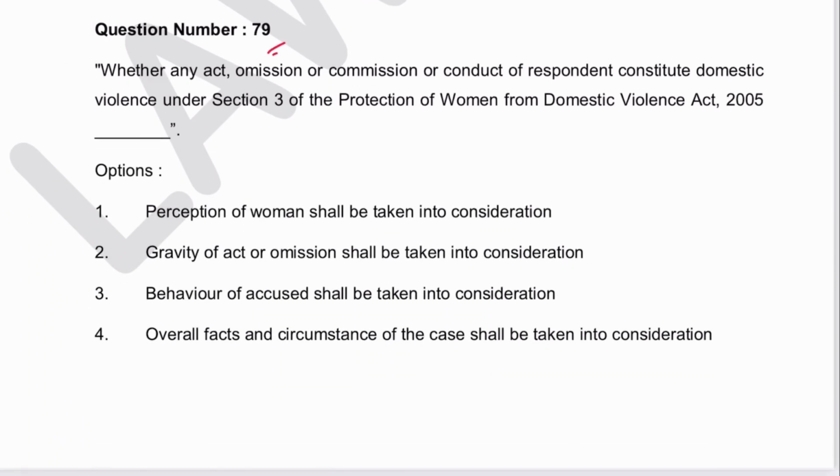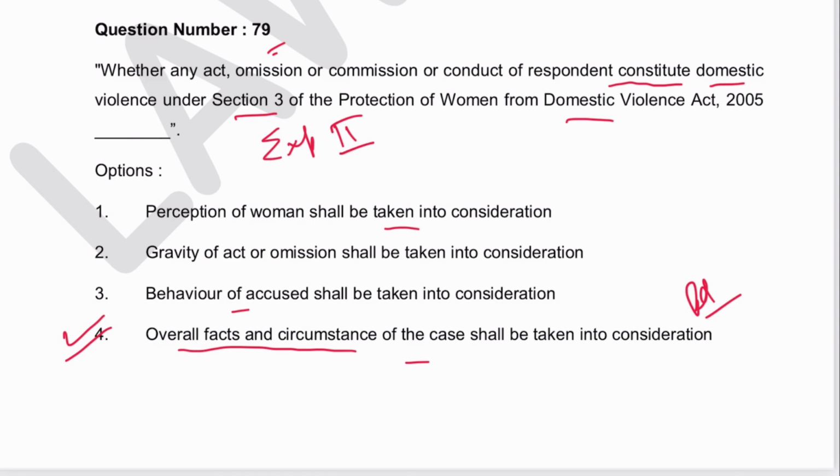Next is 79. Whether any act, omission, commission or conduct of respondent constitutes domestic violence under section 3 of DV Act. So they are asking which act, perception of women shall be taken into consideration, gravity, behavior, overall facts and circumstances. This is a repeat question. So 4 is the answer. This is mentioned in section 3 explanation 2. Okay.